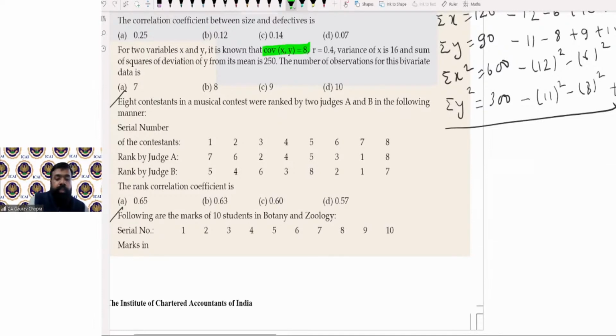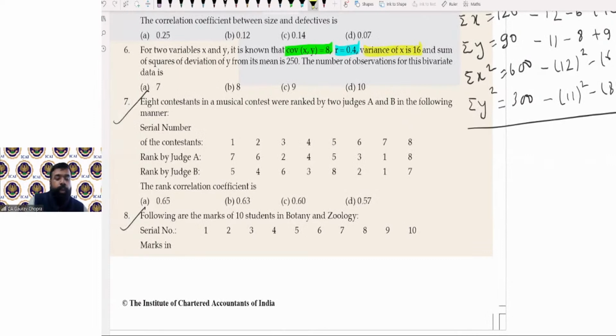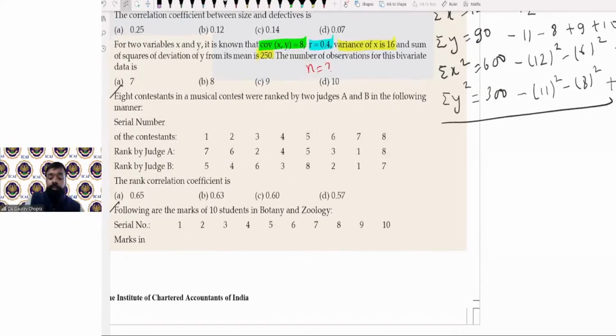Covariance is given. Then r is 0.4. Correlation is also given. Variance of x is 16, and sum of square of deviation taken from mean is 250. All these data are given. So you have to find out n, that is the number of observations. So what is the formula for standard deviation?